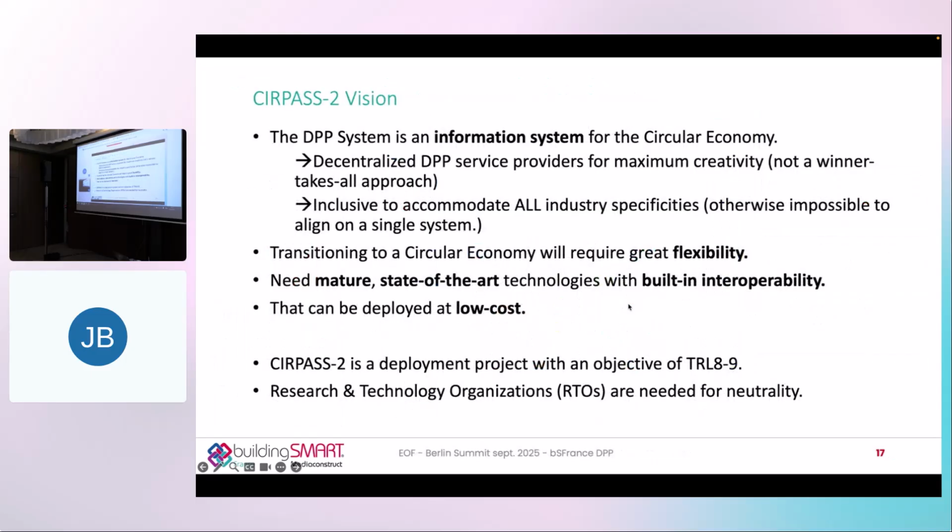And I think that's more or less getting to the end. So a DPP system is a very important part of the circular economy. It has to be decentralized. It has to be inclusive, so we need to be able to accept everyone. And to enable this circular economy, we need to be very flexible, and we need to have built-in interoperability, which is the case with our standards, openBIM, and the catalogs. Our standard catalogs are already available.